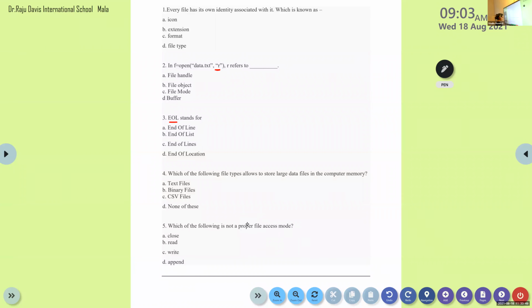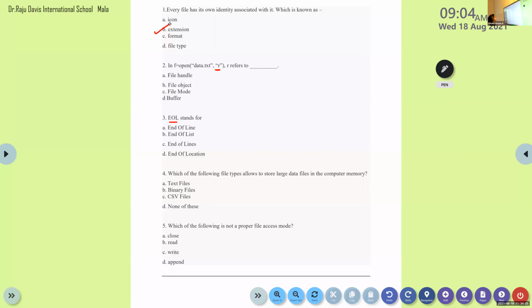Completed? Shall we discuss? Yeah. So anyone can answer my question? First one, every file has its own identity associated with it, which is known as? MP3, MP4, what is that? Extension. Excellent, it is extension. Every file has its own identity associated with it, which is extension, yes.